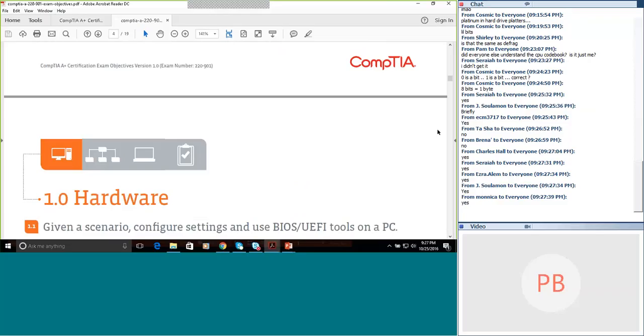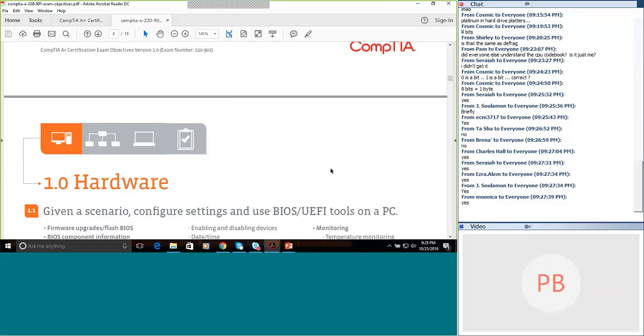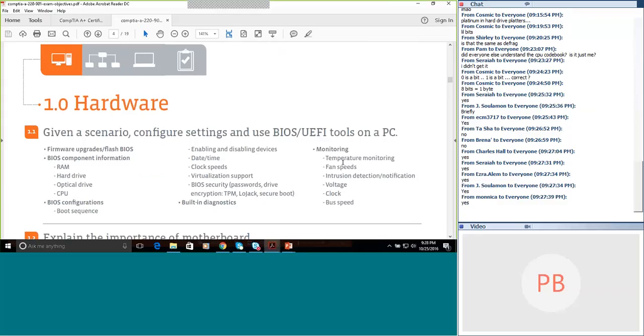Exactly according to what you need to do and the questions that you need to answer for the test. So look, objective 1.0 is hardware, right? And 1.1: given a scenario, configure settings and use BIOS/UEFI tools on a PC.